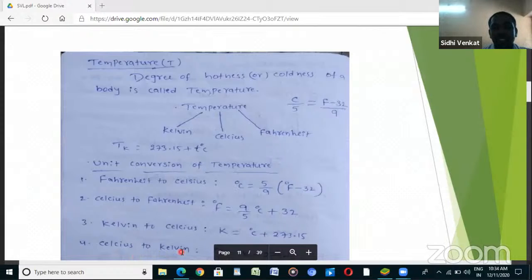And next, Celsius to Kelvin. How to find out the Celsius here? Celsius degree, C degree equals, here 273.15 comes to this side, K minus 273.15.